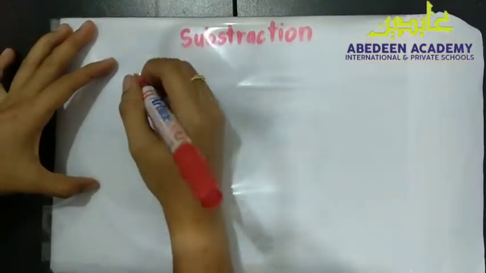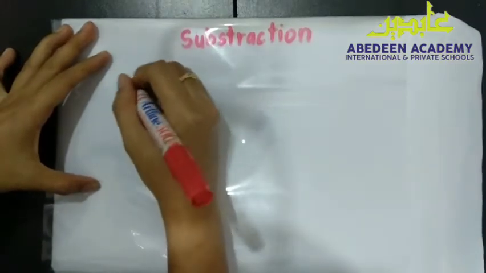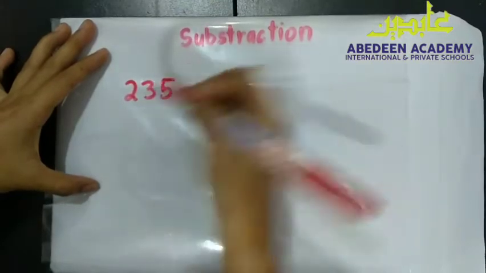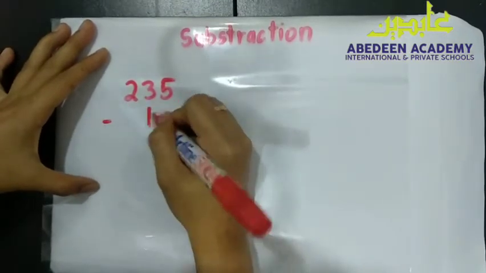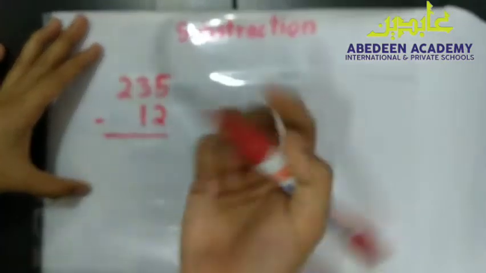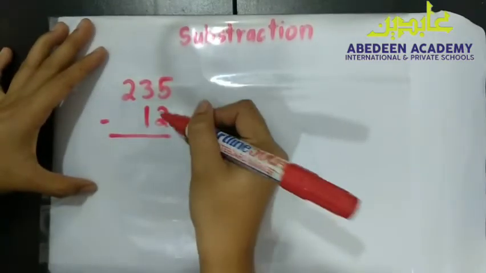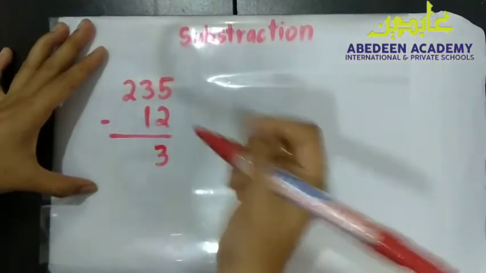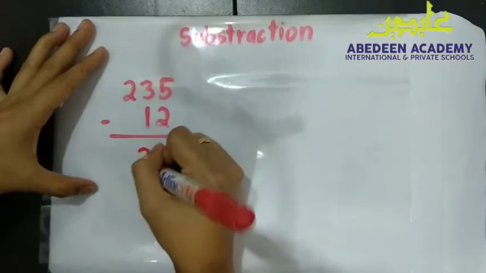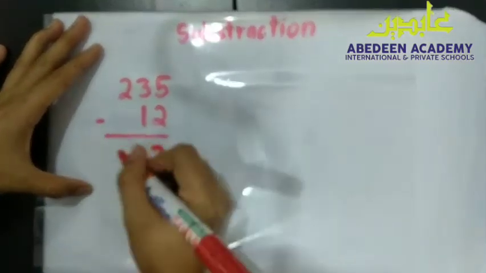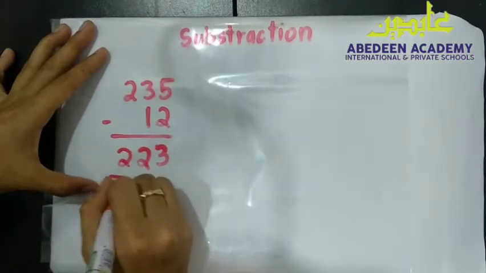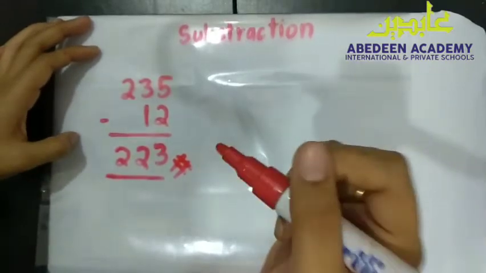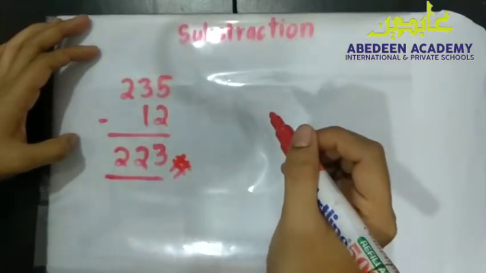Alright, I'll show you. For example, we're going to do 235 minus 12. Okay, so this is the easier part because big numbers can minus small numbers. So 5 minus 2 equals 3, 3 minus 1 equals 2, and 2 minus nothing equals 2. Alright, so the answer is 223.